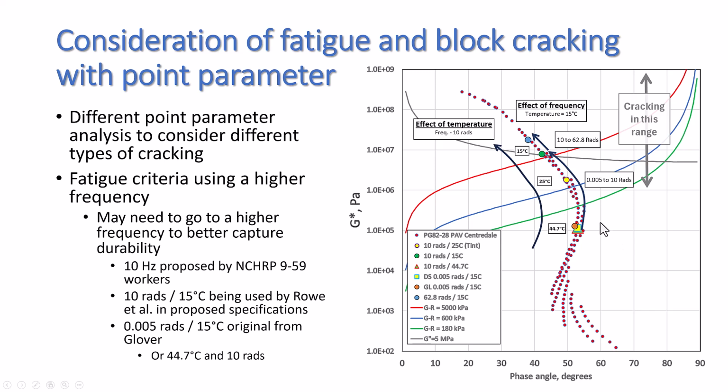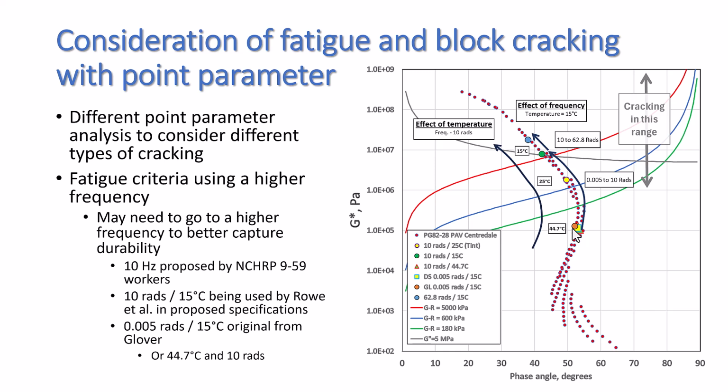But if we look at the original data points, the original data is down here. This is 15 degrees C at 0.005 radians per second, or at 10 radians per second and 44.7 degrees C. Those were the original locations developed from Charles Glover's report using time temperature superposition principles. And you can see the 2 points lie on top of each other. If you look at how different models might fit them, this is using a generalized logistic model rather than a Christensen-Anderson model, and all 3 points are basically on top of each other.